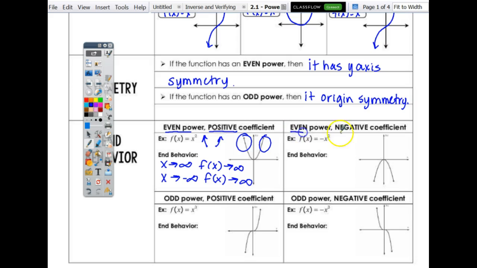Even power, negative coefficient, then the end behavior is going to be down and down. So as x approaches infinity, my y's are approaching negative infinity. As x approaches negative infinity, my y's are approaching negative infinity.